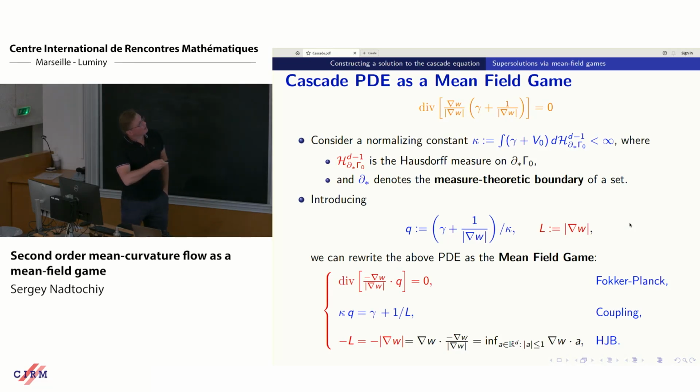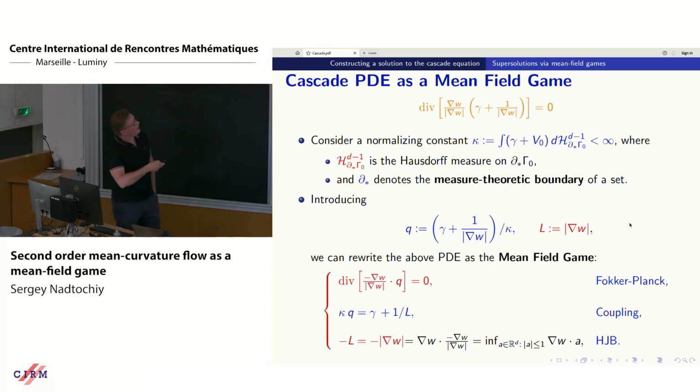This is a Hausdorff measure of dimension d-1, and so this kappa is essentially the integral, the initial boundary energy you have. This boundary energy is made of two parts, velocity and gamma, which stands for surface tension. Just being on the boundary costs you some energy, and that's the effect of surface tension.